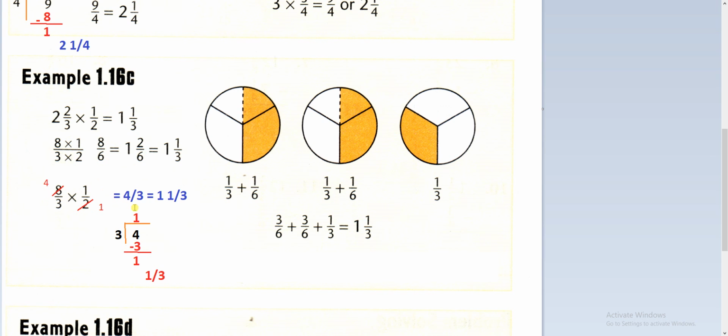Now again, this is improper, so you put it into your divide box, and you just work the problem. 3 will go into 4 one time. 1 times 3 is 3. 4 take away 3 leaves you with 1, so you write that 1 over 3. So your answer comes out to be 1 1/3.